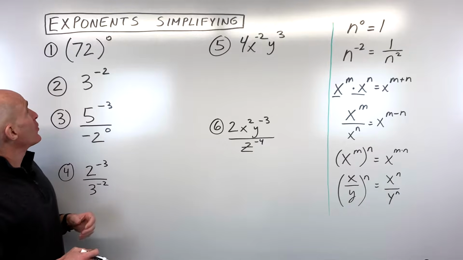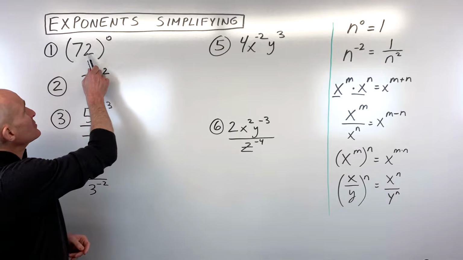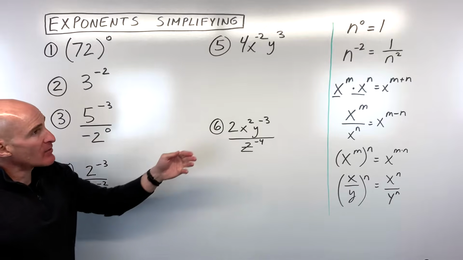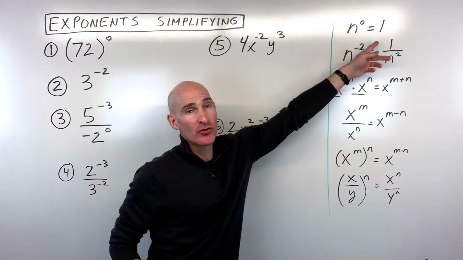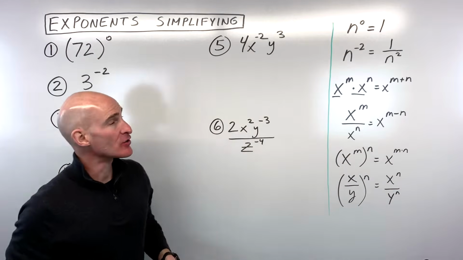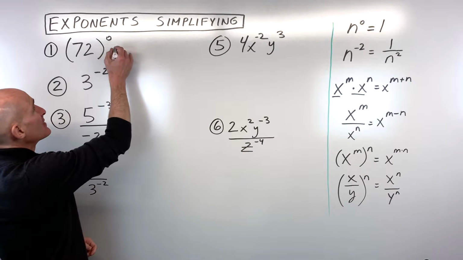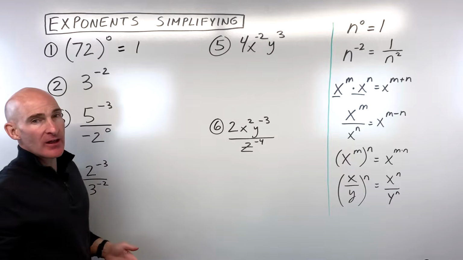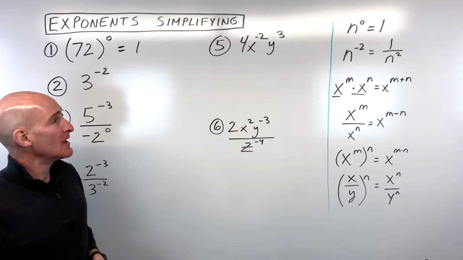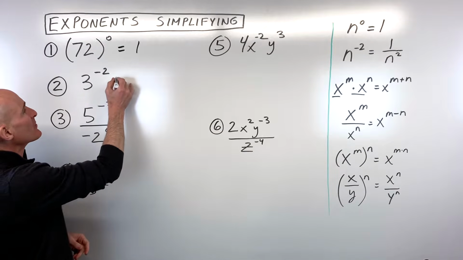So what did you get here for number 1? 72 to the 0th power. Well, this was kind of an easy one. We talked about at the very beginning, anything to the 0th power is equal to 1, as long as this base here is a non-zero number. So here you can see anything to the 0 equals 1, and we're done. We're going to start with some easy ones, and we're going to gradually get more challenging. So if these are too easy for you, just feel free to skip ahead.